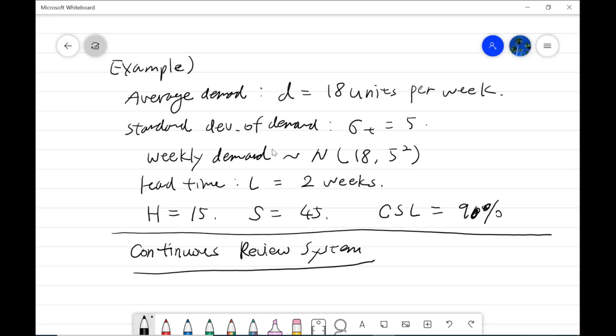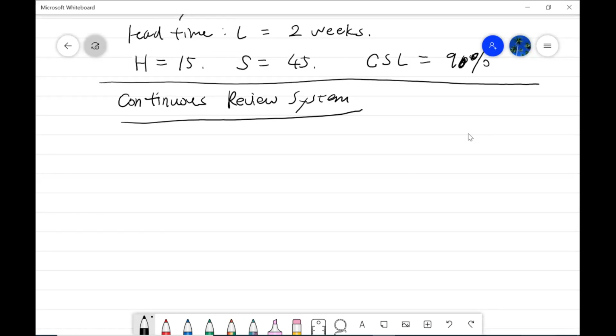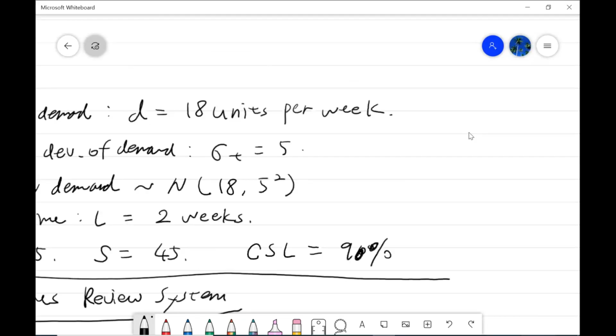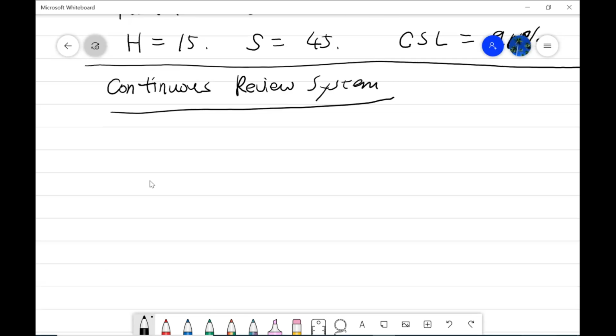So under the continuous review system, first of all, I have to calculate sigma L, the standard deviation of demand during the lead time, that is sigma t multiplied by the square root of L, that is 5 multiplied by the square root of 2, that is 7.1.